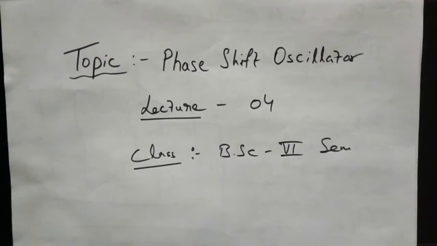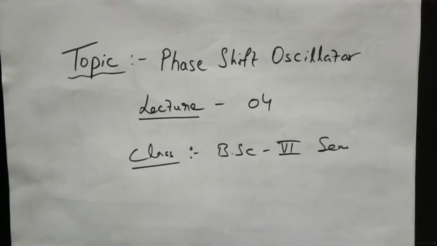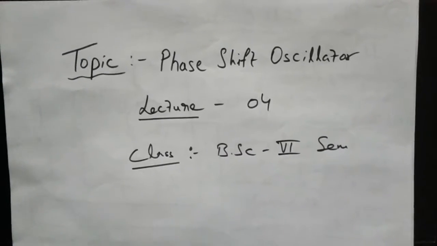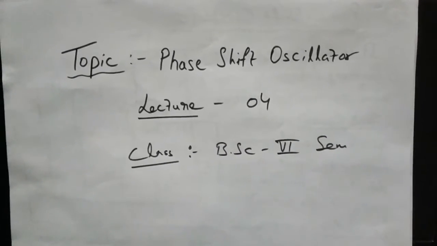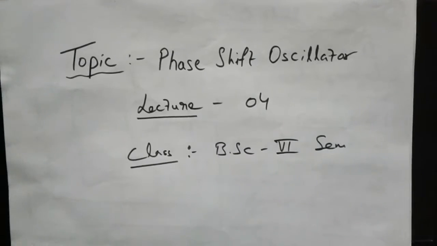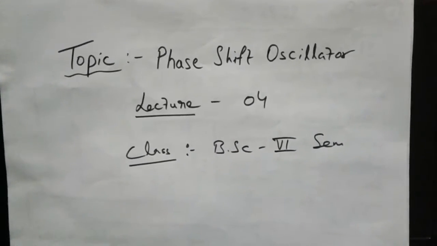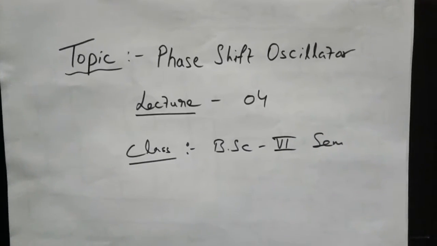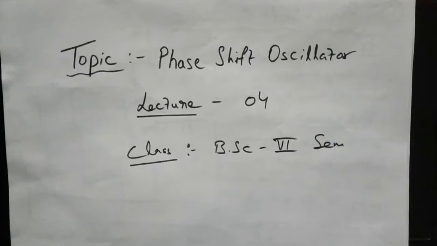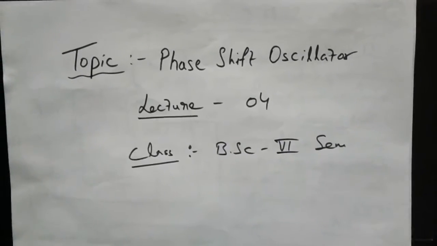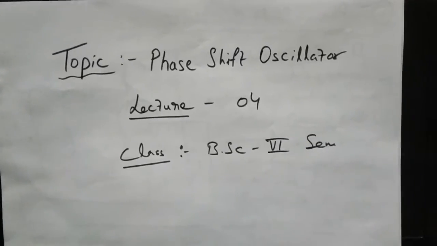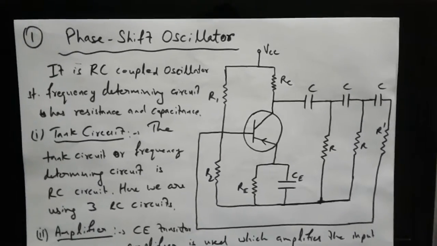In the previous lectures I have discussed with you LC oscillator. In that we discussed three examples of LC oscillators. First was tuned collector oscillator, second Hartley oscillator, and third one was Colpitts oscillator. In this lecture we will study the second category of RC oscillators, in which the first example is phase shift oscillator.